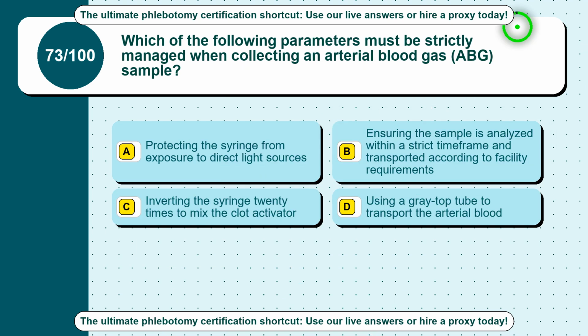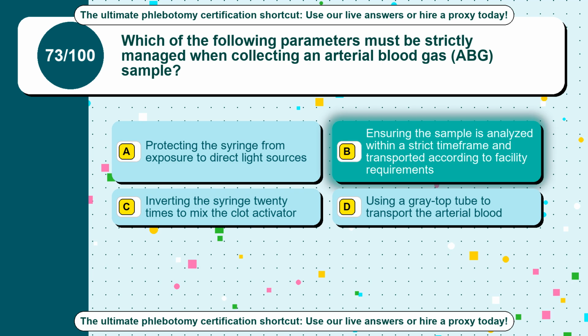Question 73. Which of the following parameters must be strictly managed when collecting an arterial blood gas (ABG) sample? Option A. Protecting the syringe from exposure to direct light sources. Option B. Ensuring the sample is analyzed within a strict time frame and transported according to facility requirements. Option C. Inverting the syringe 20 times to mix the clot activator. Option D. Using a gray top tube to transport the arterial blood.